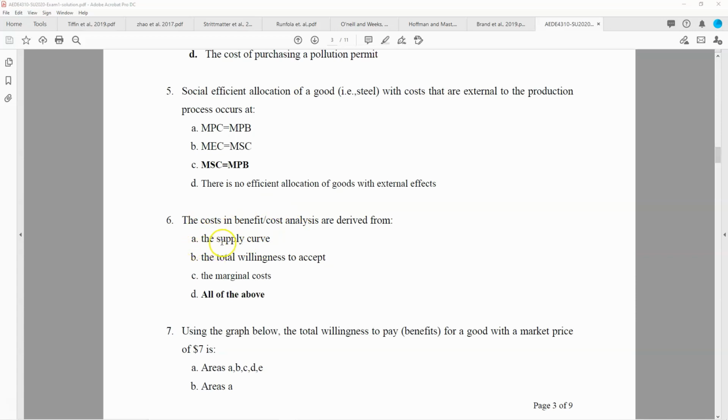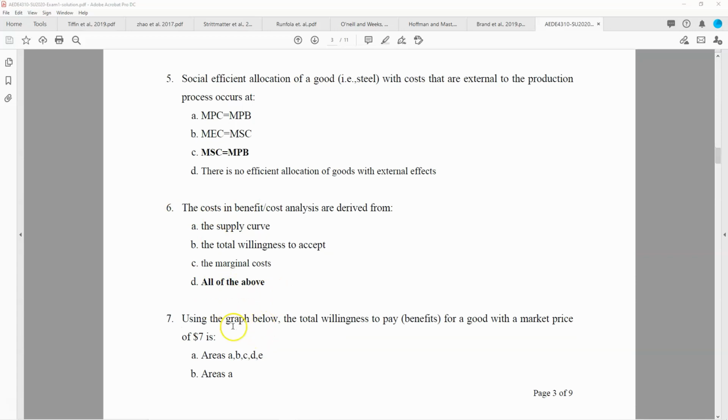So the supply curve is definitely the producer's curve, and the total willingness to accept is the price that the producer is willing to accept, and the marginal cost is highly related to the cost. So the correct answer is D, all of the above.